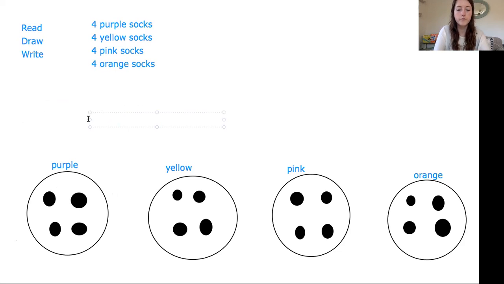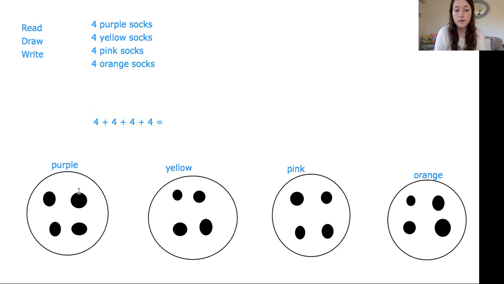So I knew that there were 4 purple socks. There are 4 yellow socks. There are 4 pink socks, and there are 4 orange socks. So now I need to figure out my whole amount of how many socks she has all together, right? Because it's asking me to figure out how many she has in all. That means all together. So one strategy I could use is I could count them up one by one. 1, 2, 3, 4, 5, 6, 7, 8. I could count like that.